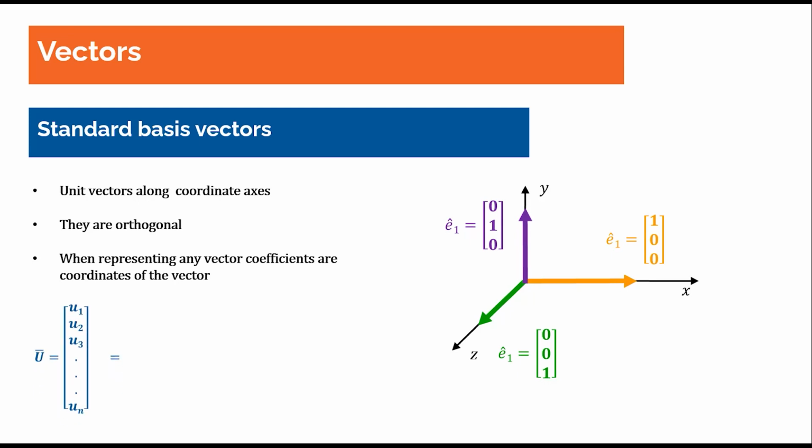Here we have a vector u in n-dimensional space, and we want to express it as a linear combination of standard basis vectors in that space. So the problem is to find the coefficients in this linear combination, C1 up to Cn. But because of the properties of standard basis vectors, we know that the coefficients are coordinates of our vector.